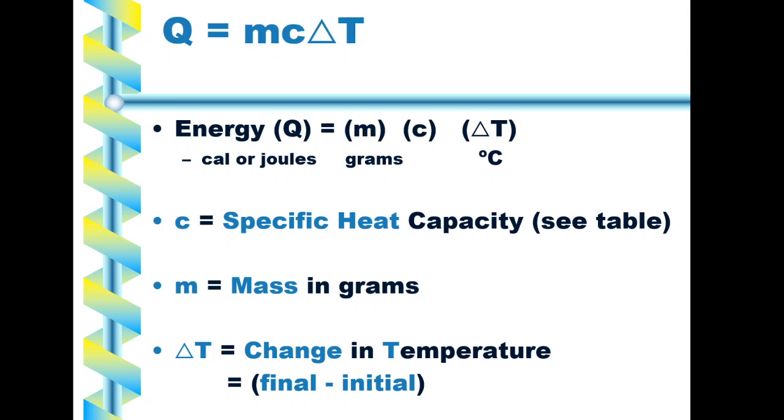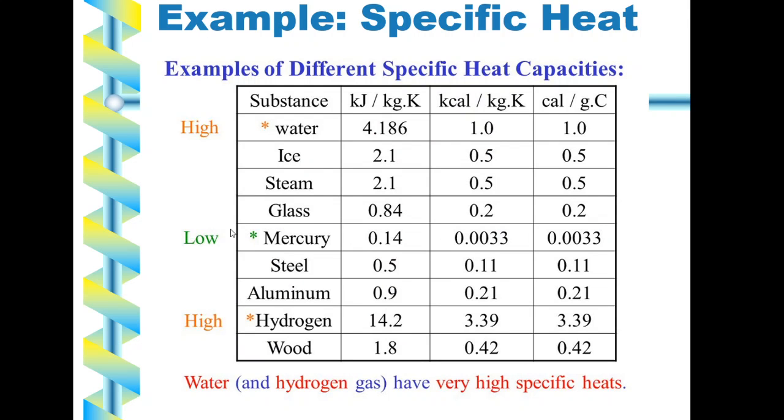We have some forms to go through to practice this a few times, okay? This is an example of what a table would look like. These are examples of different specific heat capacities. So let's look. We have high ones. Water is one of the highest.